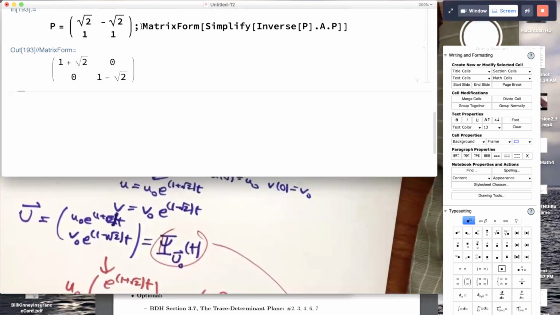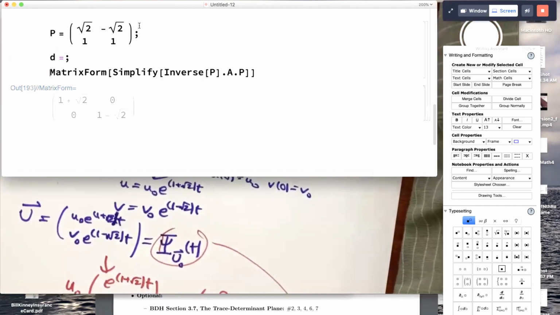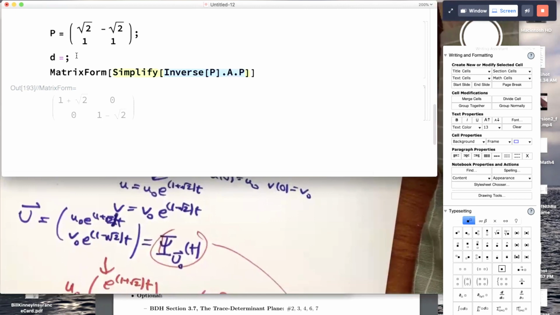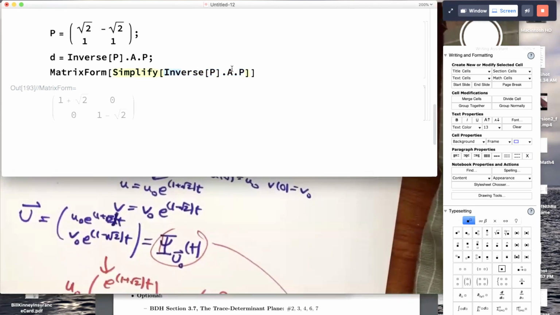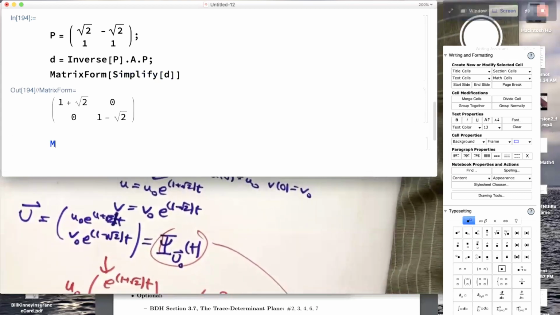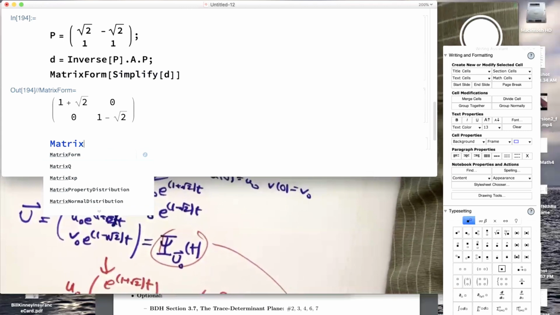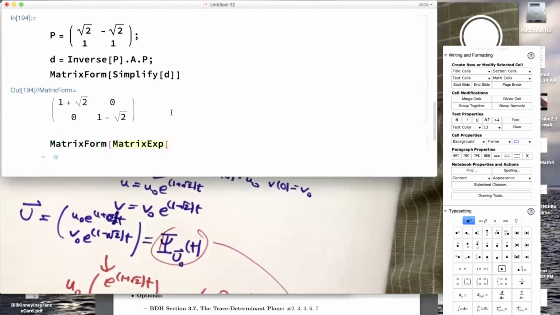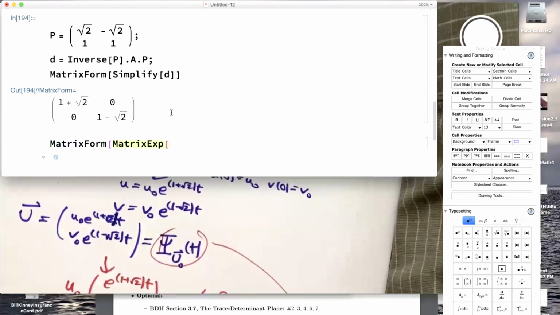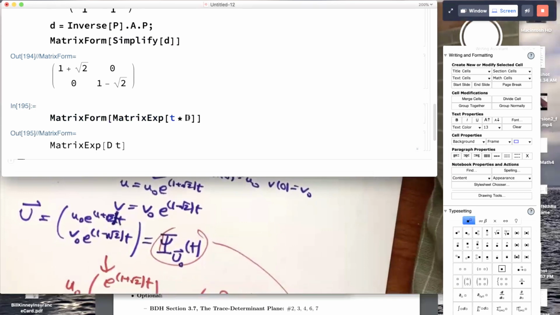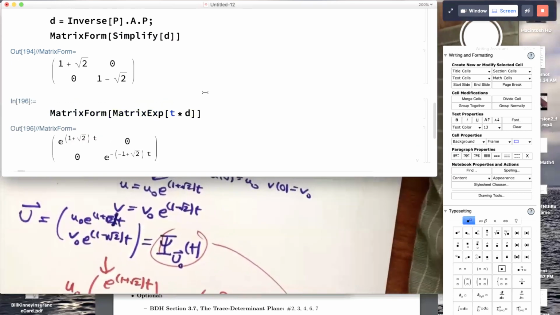Let's give this matrix a name. Let's call it D. I don't want to use a capital D in Mathematica because that's reserved for derivatives. Okay, so I want to do the matrix exponential, MatrixExp of the matrix tD. Oops, not capital. There it is.